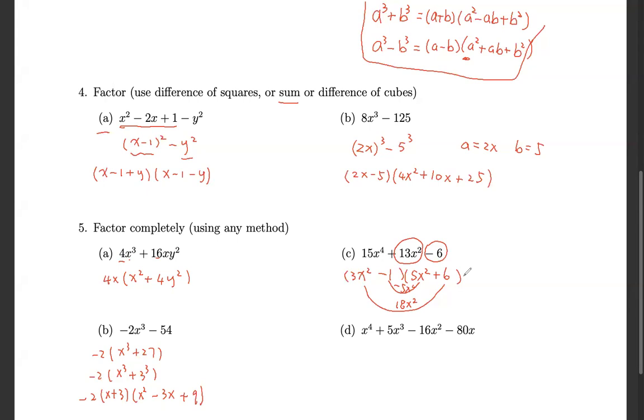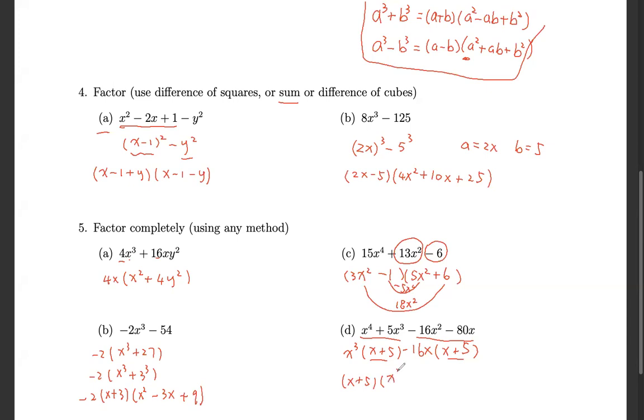Okay. Now let's see D. D has 4 terms. So let's group them 2 by 2. So the first two, common factor x cubed. Then we have x plus 5 left. The second group, let's factor out -16x. Then we have x plus 5, right? Because 5 times 16 is 80. Now we see a common factor of x plus 5.